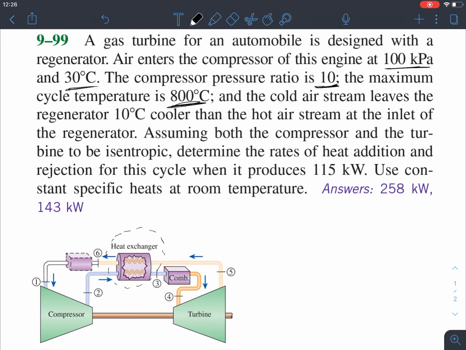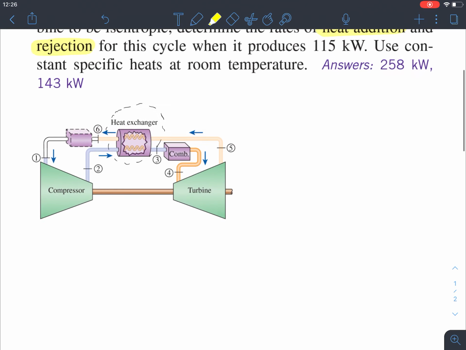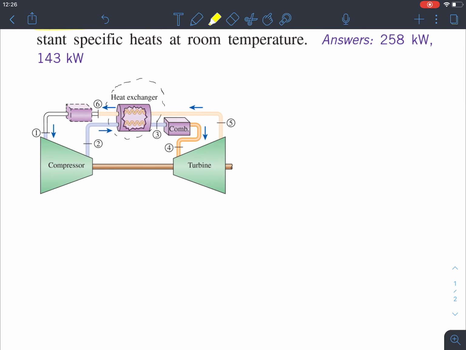One of the most important things about this problem is this statement: the cold stream leaves the regenerator 10 degrees C cooler than the hot air stream at the inlet of the regenerator. We have to use this statement to determine the temperatures T3 and T6. The problem asks us to determine the heat addition Q in and heat rejection Q out of this cycle. So let's draw the TS diagram, which will make it easier to solve this problem.